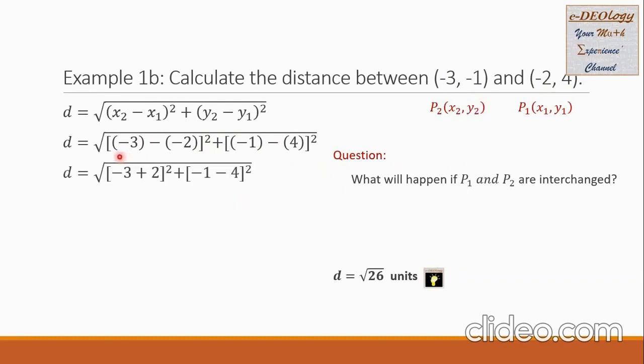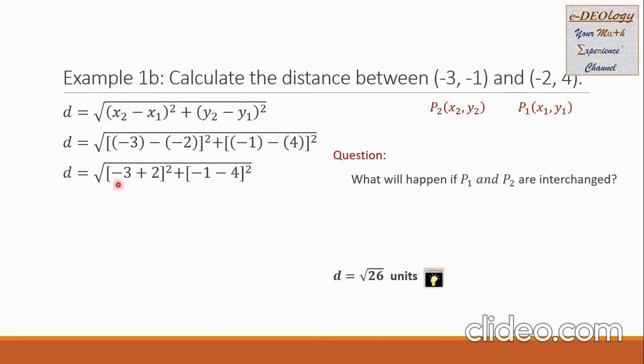We remove the grouping symbol from negative 3. It is now written here. The minus and the negative 2 becomes plus 2. We write the square, then plus. We remove the grouping symbol from negative 1. It is now negative 1 here. Then minus of this positive 4. So we remove the grouping symbol. And the square is copied.